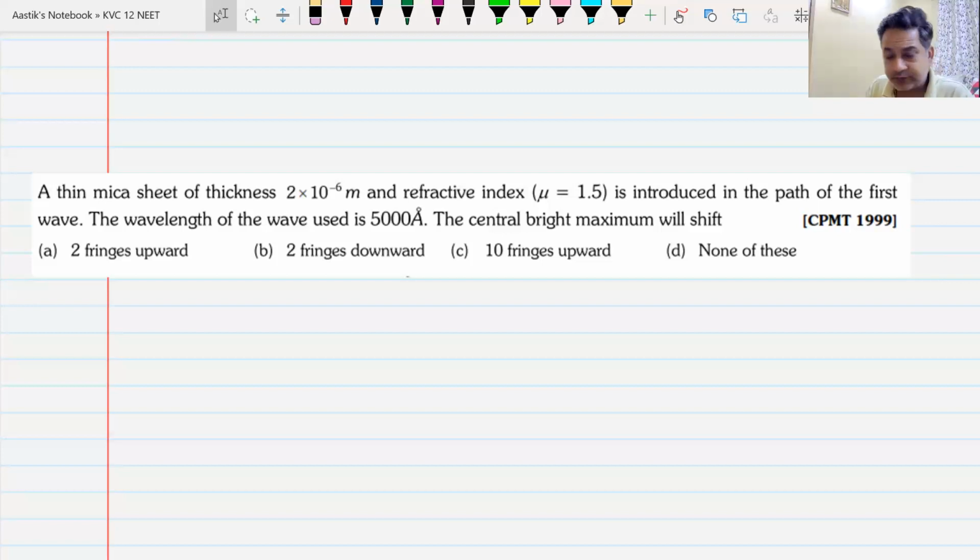Can I tell you, or are you trying? I'll give you one more. Option A, two fringes upwards. That is correct. Well done. Two fringes upward. What about the others? Did we get the answer? Well done. Two fringes upwards. That is the answer, my dear friends.